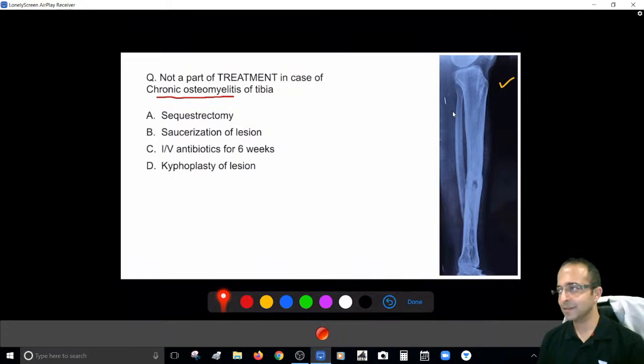So come on, Shubham, Rahul, anyone who wishes to answer, no negative marking in my class. You're students, you have a license to commit mistakes, at least as of now. So can I have some people participating here and briefing me a little bit about what is not a part of the treatment in chronic osteomyelitis?